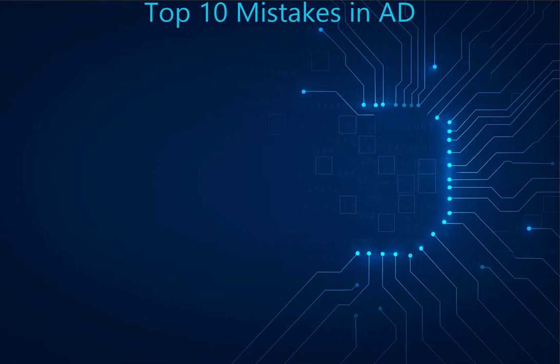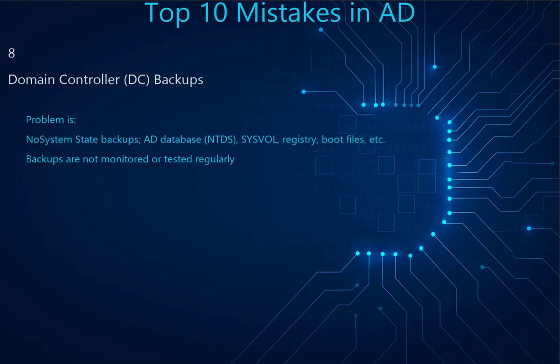Which brings us to number 8, domain controller backups. At the bare minimum, you should have system state backups for each domain controller. Alternatively, you could have virtual machine backups. Now, these backups should happen on a daily basis or several times per day, according to your organization requirements. But what we find is there's no system state backups. And the system state backups would have the AD database, NTDS, the sysvol, the registry, the boot files, etc., or the virtual machine backup.